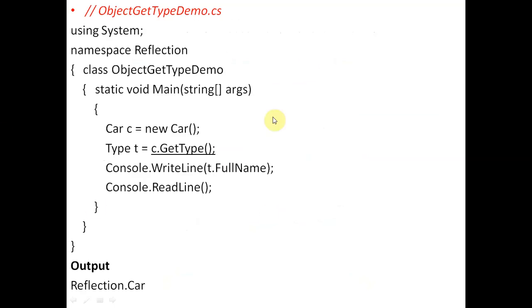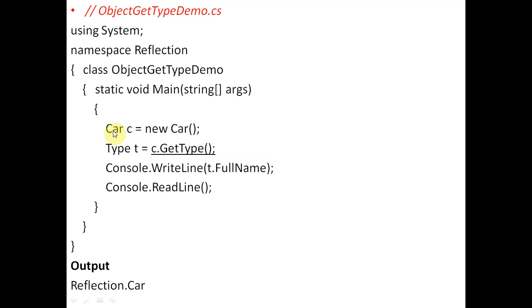See, in this slide we have one more class inside the same namespace, reflection. We have the class ObjectGetTypeDemo, and inside this class we have public static void Main, and the object of Car: c equals new Car, and Type t equals c.GetType. So we are writing the type function here. Basically this was the main function of the reflection, and by using this c.GetType we are getting the type of the c object.